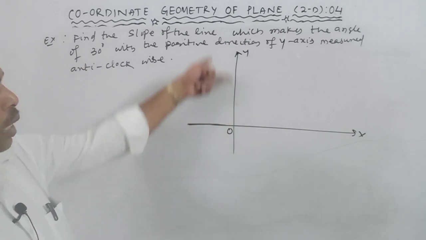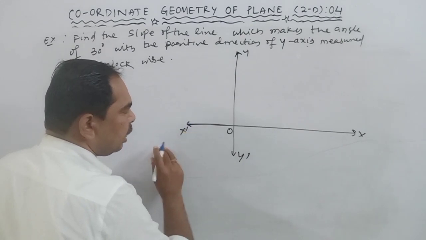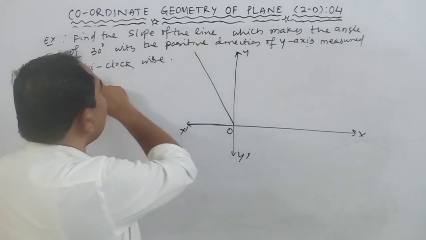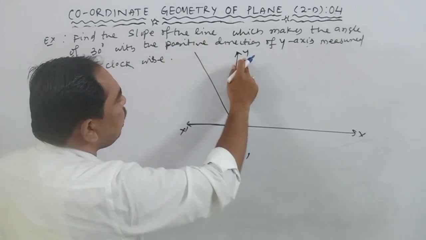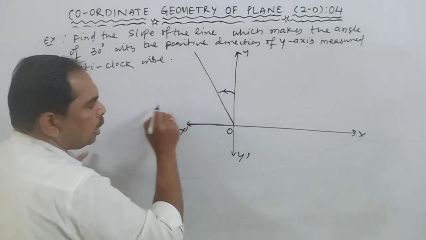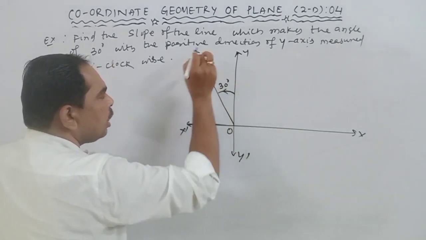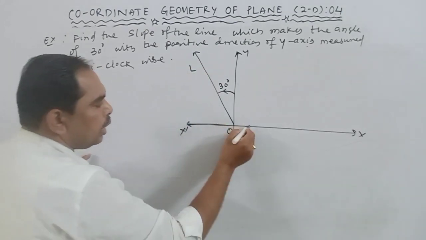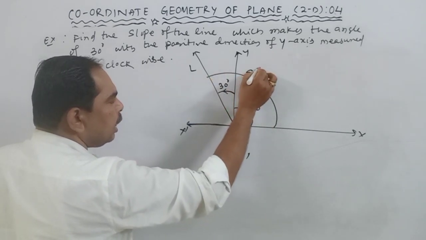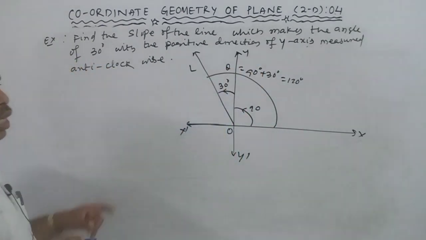Here is the positive direction of the y axis, this is the negative direction of y, and this is the negative direction of the x axis. Measuring anti-clockwise from the positive y axis, we draw 30 degree. This is the line L, and this angle is 90 degree. So the total angle is 90 degree plus 30 degree, which is equal to 120 degree. This is theta.